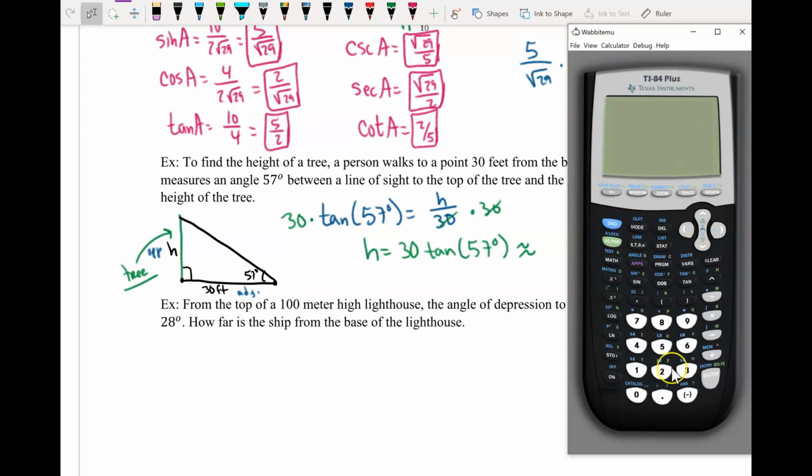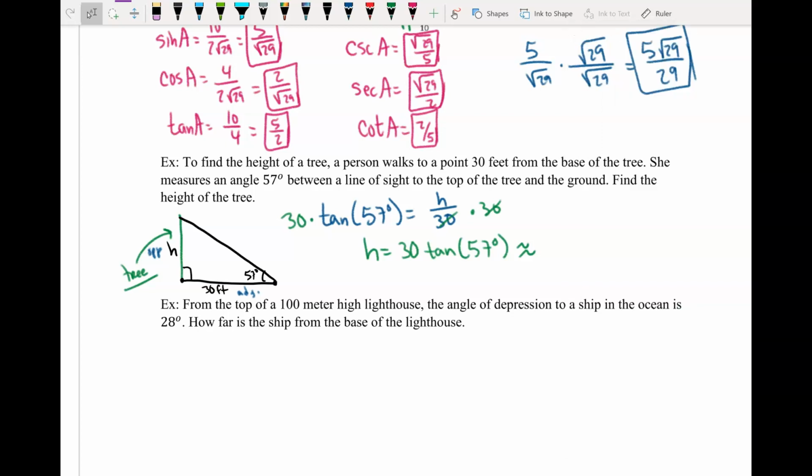Okay, so now we're going to put 30 in here, and then we're going to multiply this by the tangent of 57 degrees. You don't need to put the degree sign, you can just put 57. What you're going to end up getting is about 46.2. And this is in terms of feet. So that's how tall this tree is.